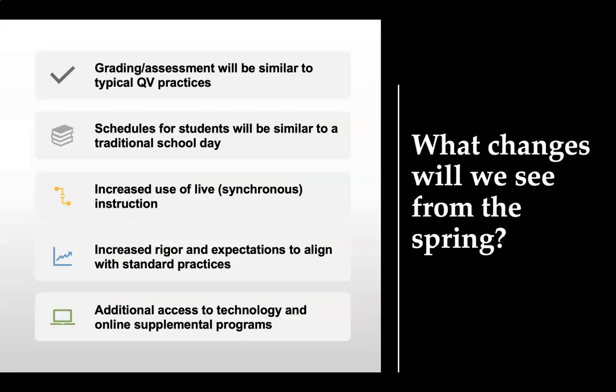As you may recall, when Quaker Valley moved to remote learning in the spring of 2020, our typical instructional and assessment practices were modified to meet the unprecedented circumstances created by COVID-19. We realize families are wondering how instruction will look this fall compared to remote learning last spring. Students will follow their regular schedules. Teachers will provide live synchronous instruction with increased rigor and expectations that align to our typical instructional, assessment, and grading practices. Finally, based on what we've learned since the spring, the district will be providing additional access to technology and online supplemental programs in order to best meet the needs of our students.